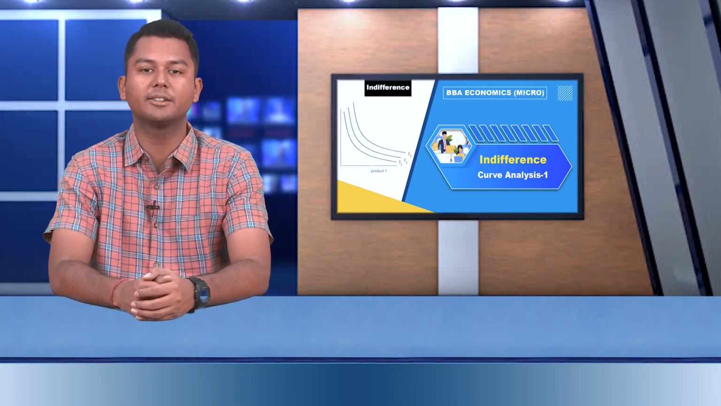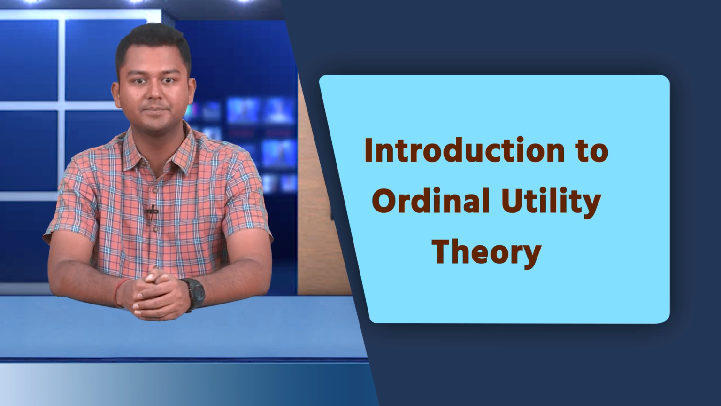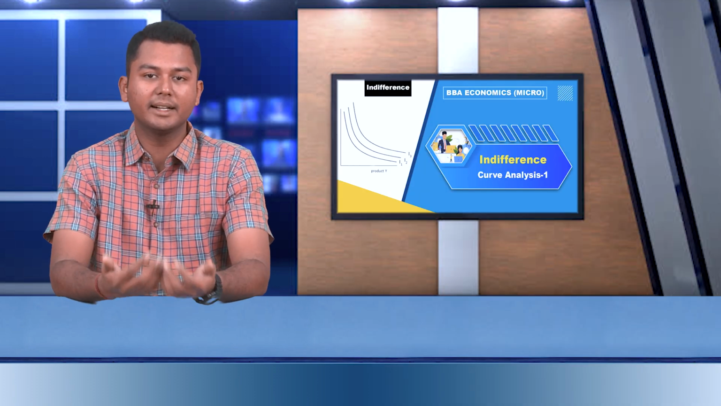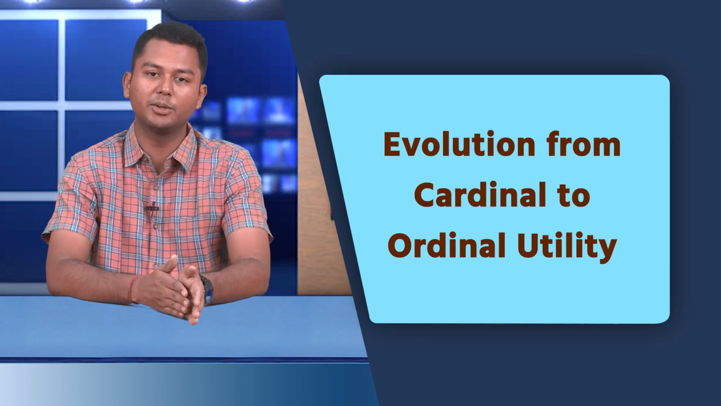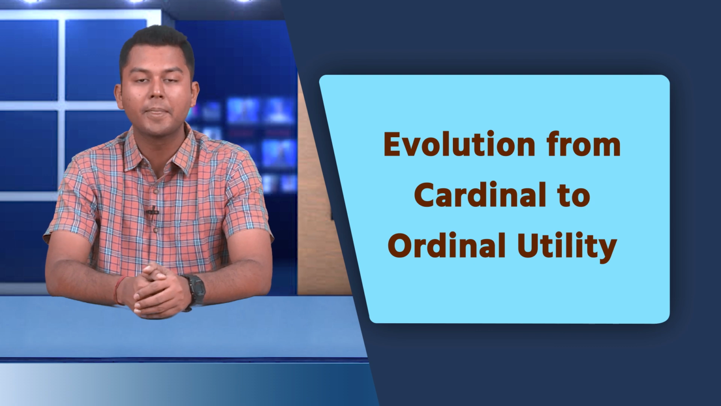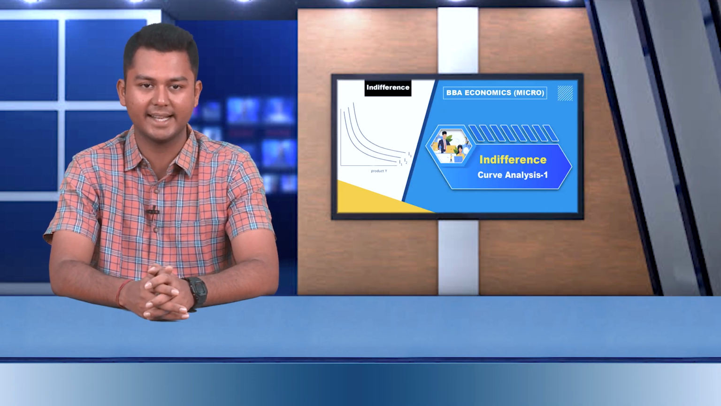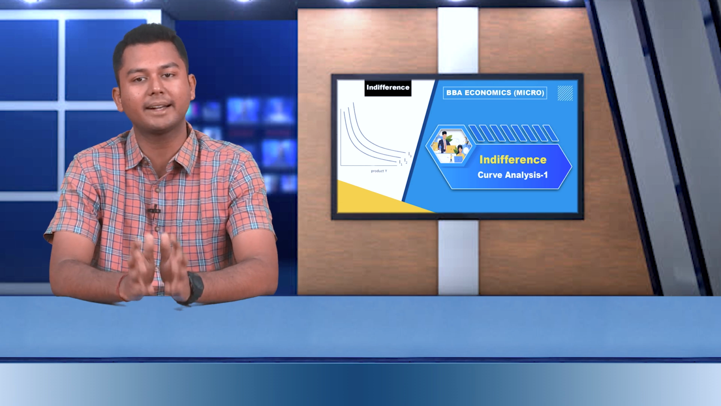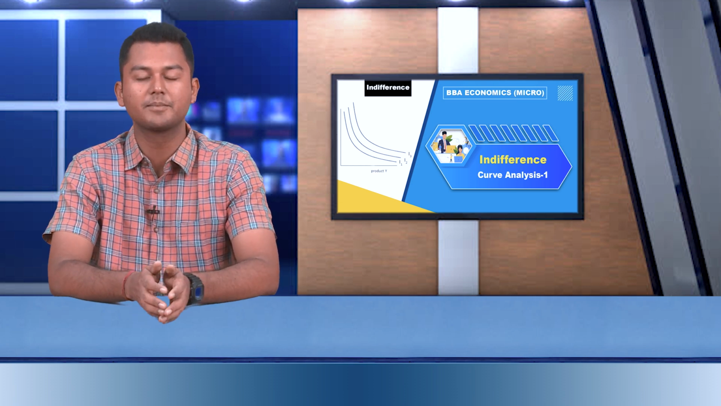So let us start with the first aspect, that is introduction to ordinal utility theory. Before we understand the concept, let us look at the evolution from cardinal utility theory, which we have already studied, to ordinal utility theory. The ordinal utility theory emerged in the 1930s as a response to the practical difficulties of measuring satisfaction in exact numbers.